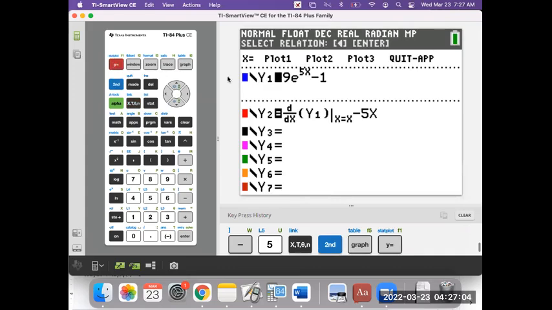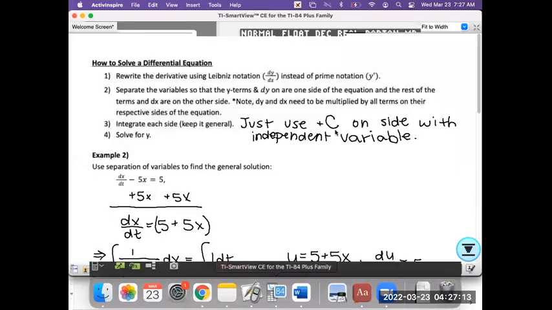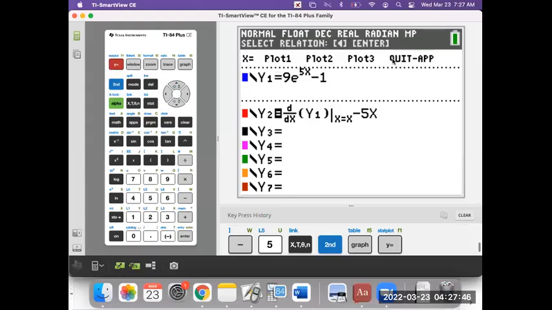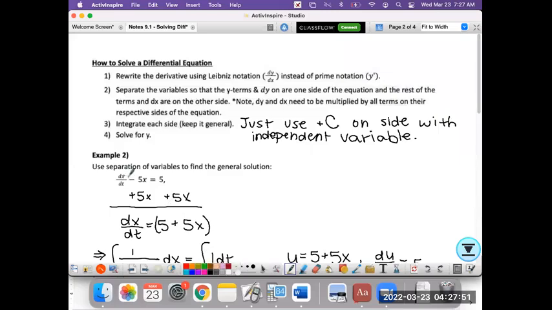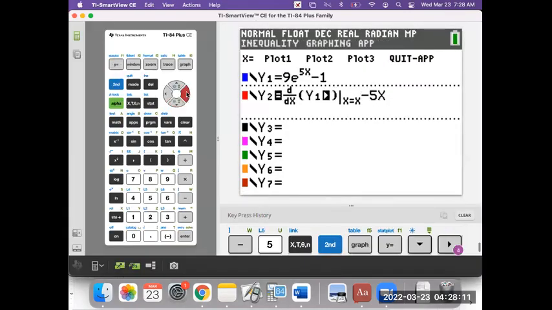No, did I type that in wrong? Let me double check here. I see what I did wrong. I should have written this down. So because I replaced the x's with y's, this is technically like dy dx or y prime minus 5y equals 5. So I replaced all of the x's with y's. So technically that should be minus 5 y1. Maybe it would have just been easier to verify this by hand.